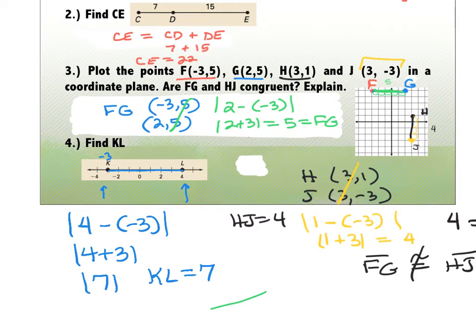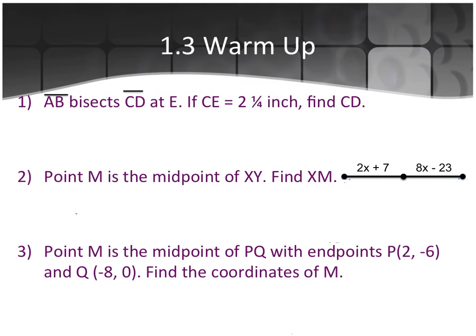Now I could have also counted 1, 2, 3, 4, 5, 6, 7 and find that it has a length of 7. Let's go on to section 1.3. This is where we're calculating the midpoint and distance, and we also learned about something being bisected. So let's go ahead and give ourselves a visual. It says AB bisects CD at point E. So let's go ahead and draw CD. And then I'm going to show that it's been bisected by AB.